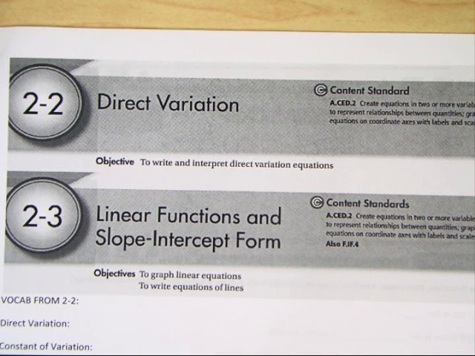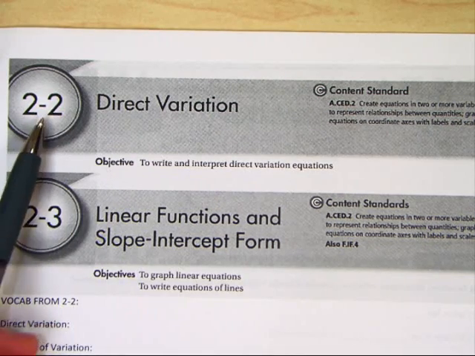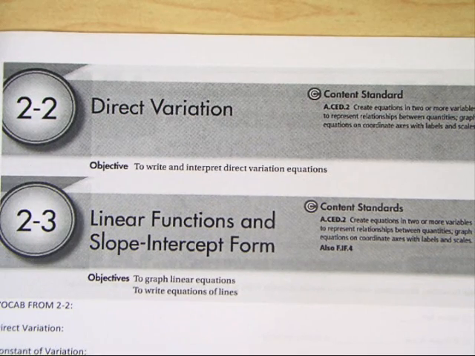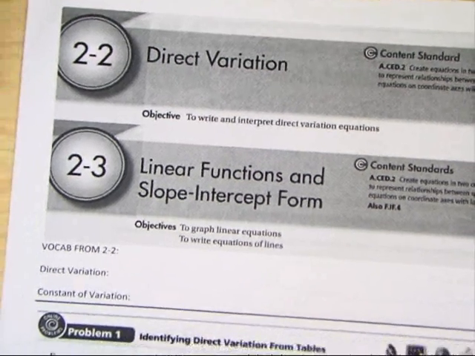As we continue our study of Chapter 2, Section 2 deals with something we call direct variation, and Section 3 deals with linear functions in slope-intercept form. Now, you did study Chapter 2, Section 2, and Chapter 3, Section 3 in Algebra 1. You did this in Chapter 5, so you should be already pretty proficient. But let's go over and review these two concepts fairly quickly.